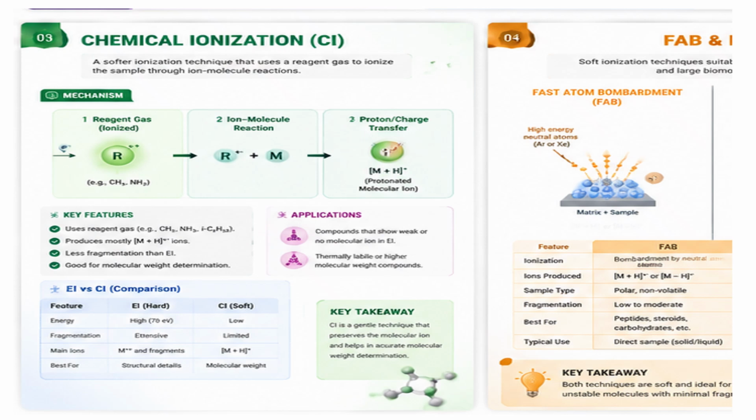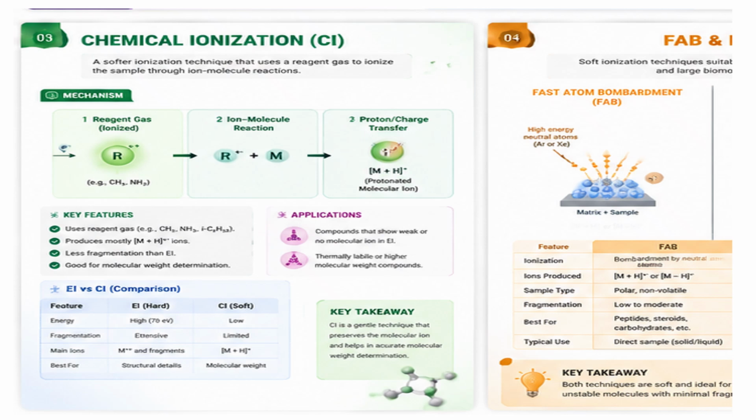We will discuss chemical ionization, also called CI. Chemical ionization is a softer ionization technique compared to electron impact ionization. In this technique, a reagent gas is used to ionize the sample through ion-molecule reactions. In the mechanism, first the reagent gas is ionized. Common reagent gases include methane, ammonia, or isobutane. After ionization, this reagent gas reacts with the sample molecule. Then, through proton transfer or charge transfer, the sample molecule forms a protonated molecular ion. This means the molecule gains a proton and becomes positively charged.